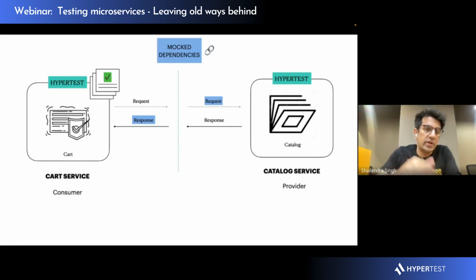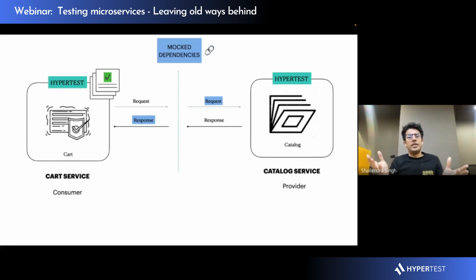So for the cart service, when it's building this unit test, it will mock the response of the catalog service by monitoring the response from the network. And when the tests that HyperTest has generated for the cart service are run again, they are run with the mock of the catalog service. Now, a lot of people will ask here, how does that solve the problem?